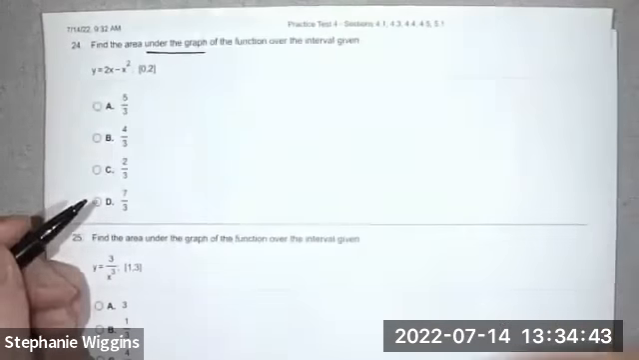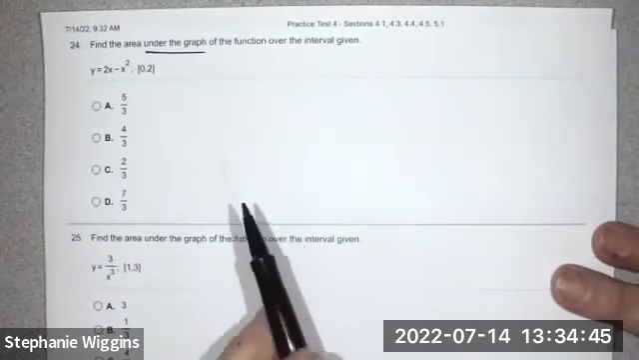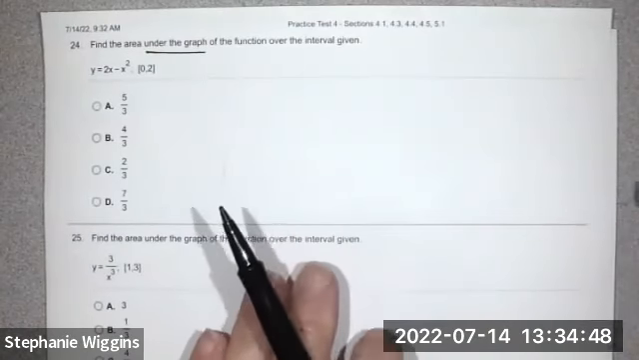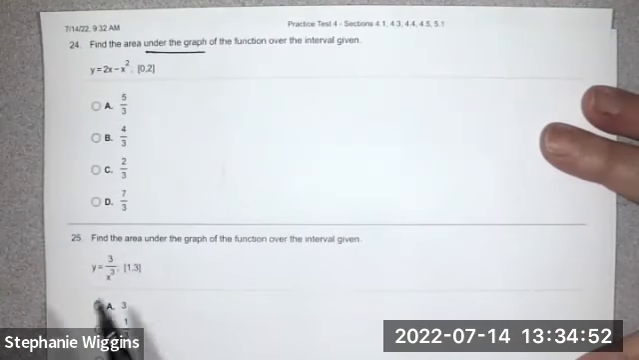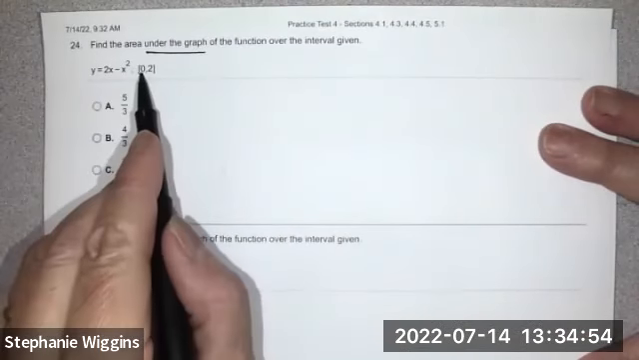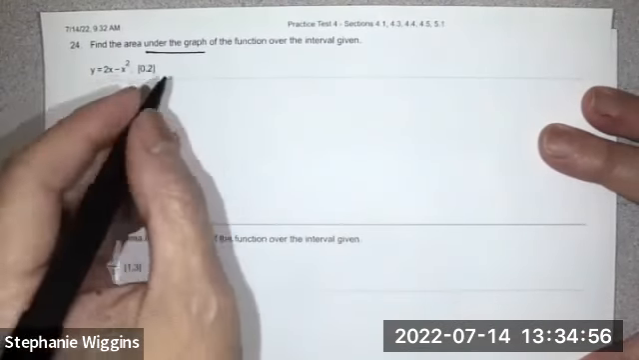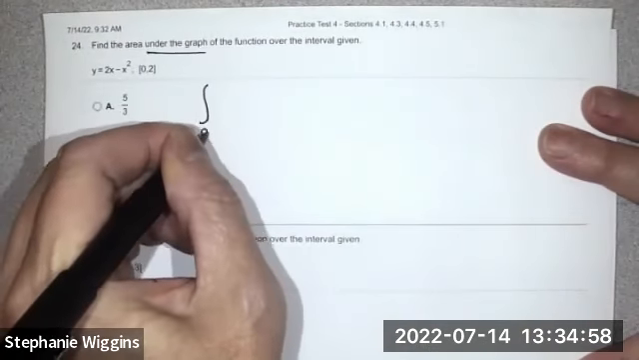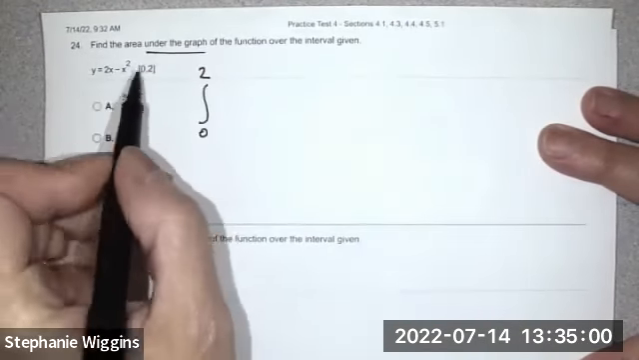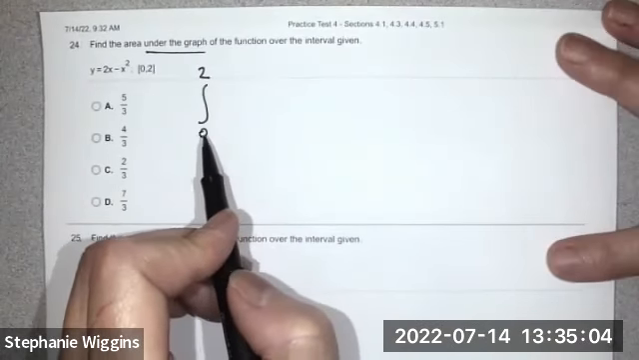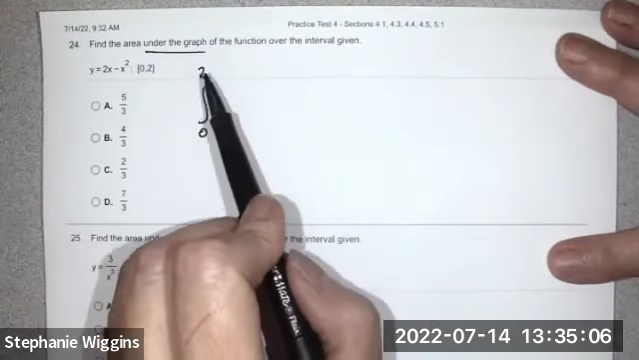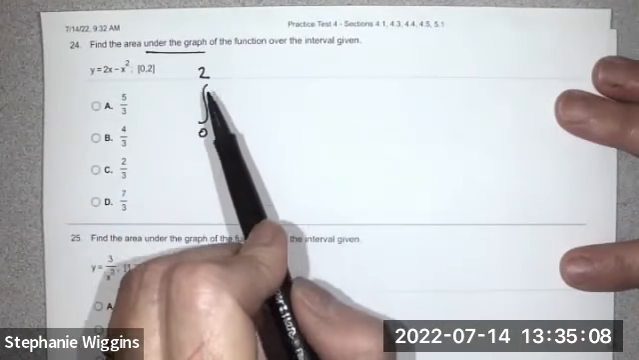So this is coming from section 4.3. I'm just going to set these up because you all are going to be using your calculators when you take the test to do this. The interval shows you the indices. In this problem, you're going to be integrating from 0 to 2. The farthest left number is going to be the bottom number, and the farthest right is going to be the top number.